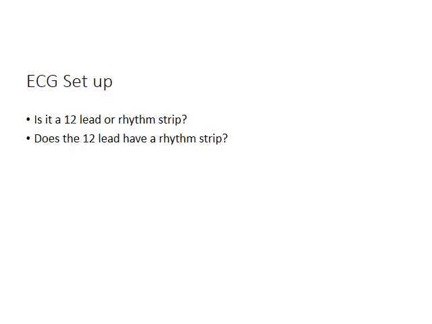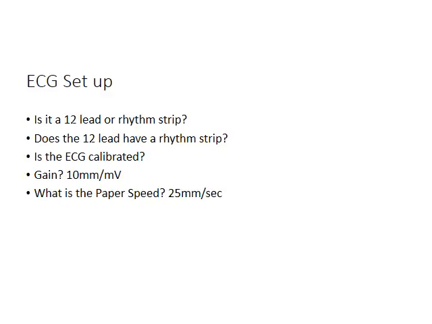Look for calibration markers, as we've previously discussed. Check that the gain is set at 10 mm per millivolt, and that the paper speed is at 25 mm a second. Is the ECG adequate quality? In some situations, patient factors will mean that a perfect quality ECG is not possible. If you cannot interpret correctly an ECG due to quality, then consider asking for a repeat.